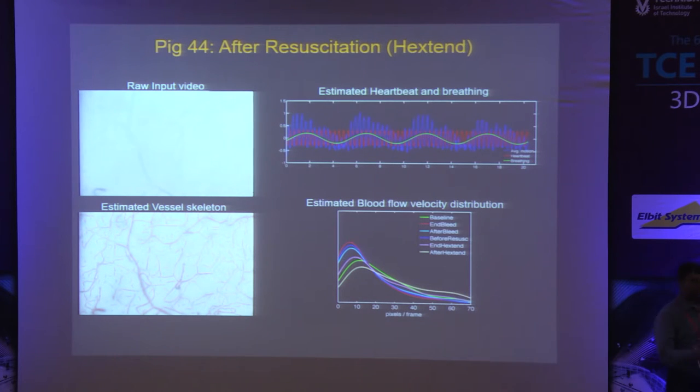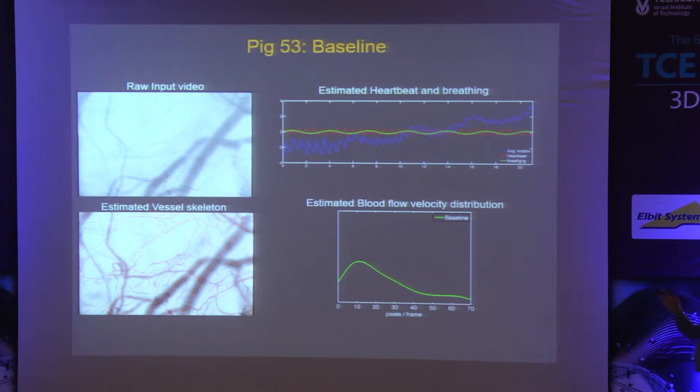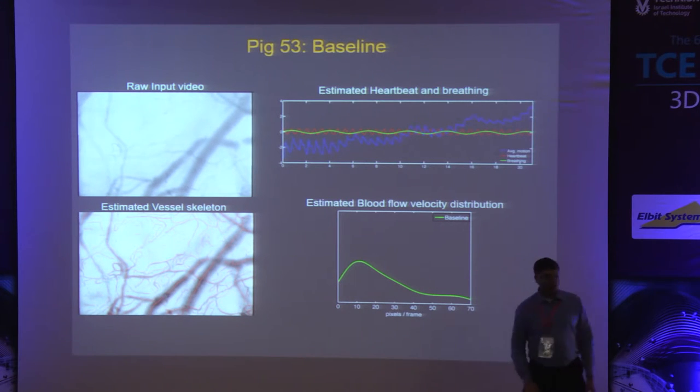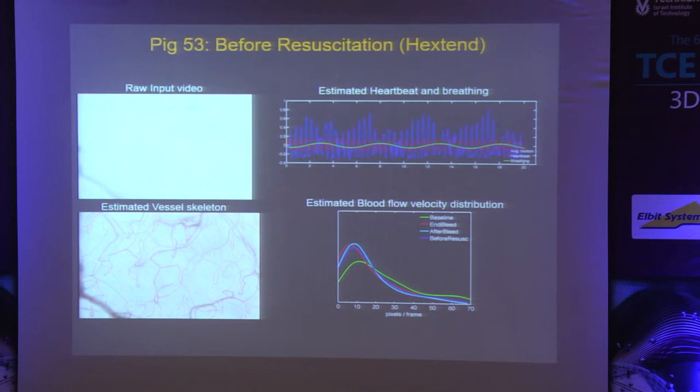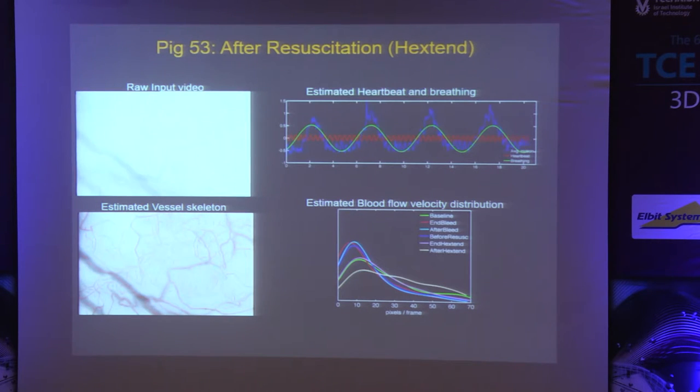So you can tell a story about how this thing unfolds. And so here's another pig. This one was actually brought in unhealthy. It had a lot of zero flow. And they bled the pig, and as usual, the blood flow velocities went lower and so on. And after resuscitation, this pig became much healthier than it was when it came in.